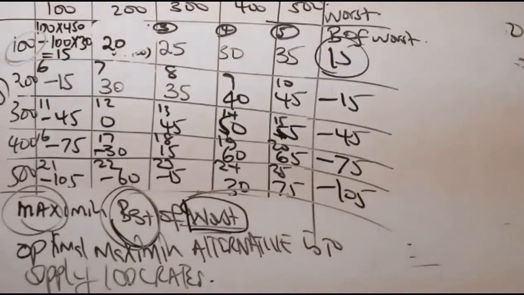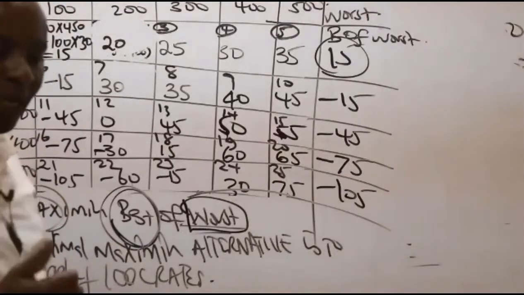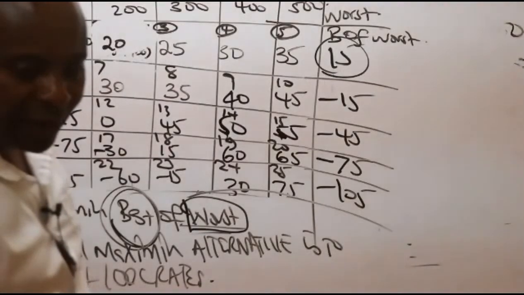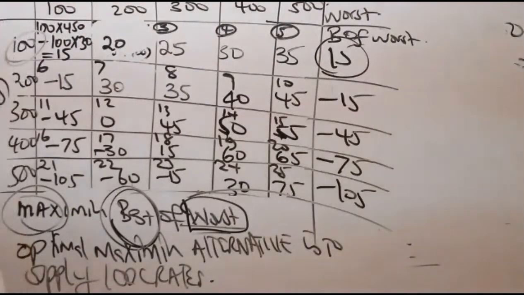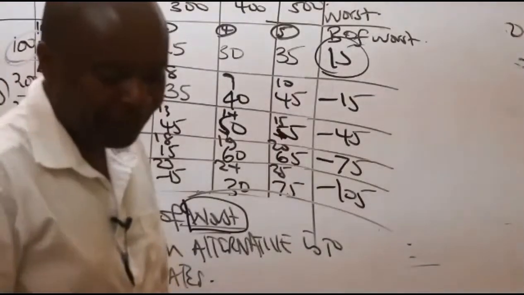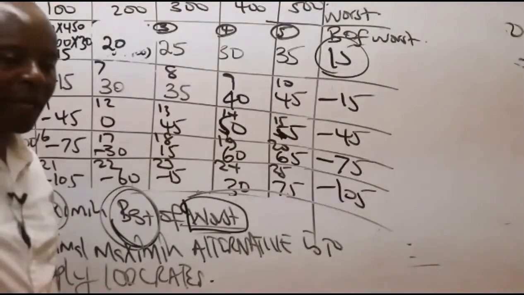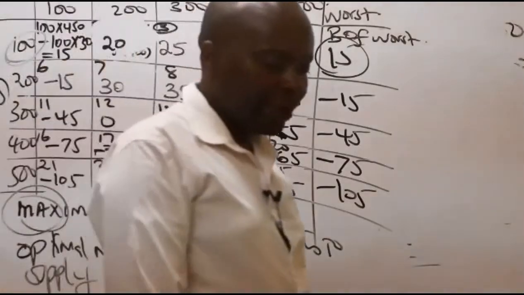Now, although they never asked us this, what if they wanted us to give them the best on the basis of EMV, expected monetary value? What would we have done? Of course, we would have needed probabilities.